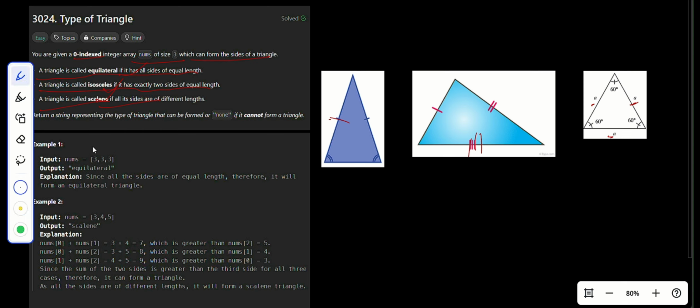So for the first case, as you can see, all three are the same, so we'll return equilateral triangle. In the second test case, as you can see, all three are of different length, so we'll return scalene triangle.